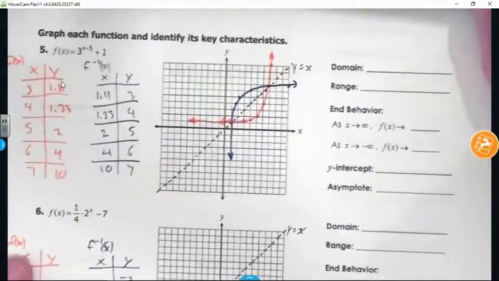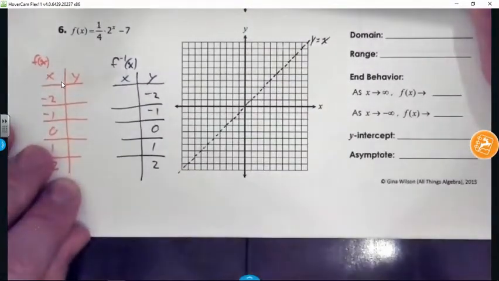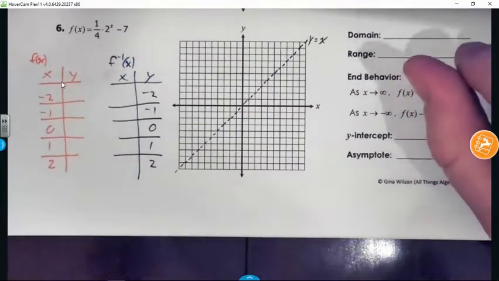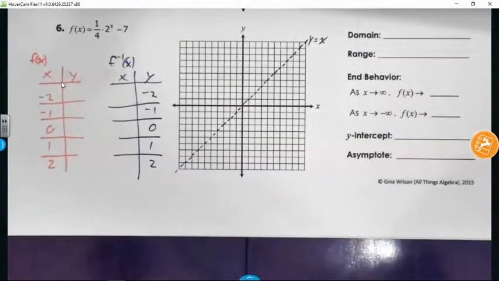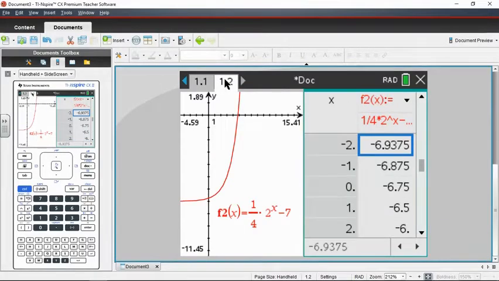Right here, this is what the graph looks like. Here are our coordinate points. Here's the reflection over the line y equals x. We do the same thing. We find the coordinate points. We plug it in: 2 to the x minus 7 is our equation. We're going to go ahead and take those coordinate points.